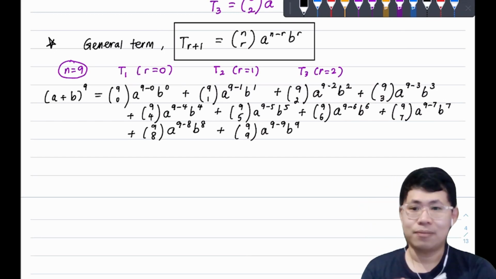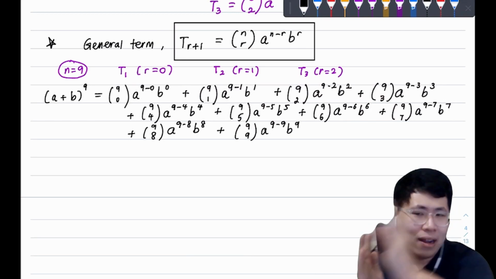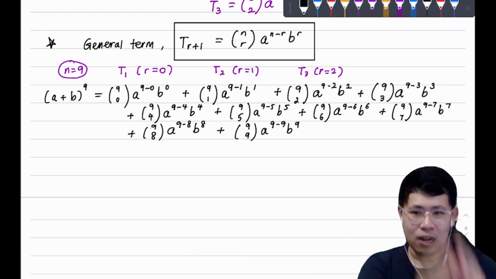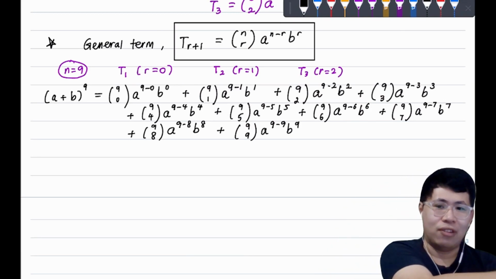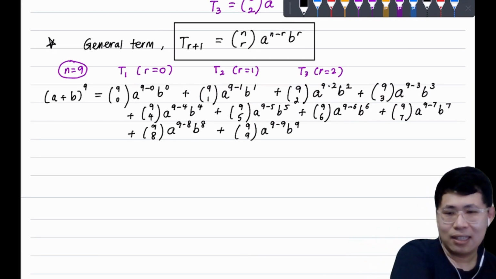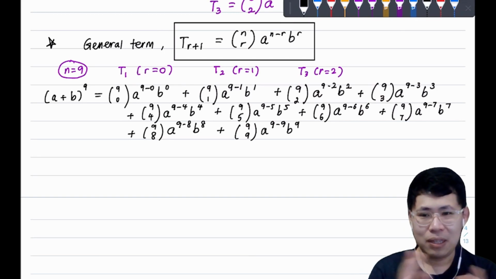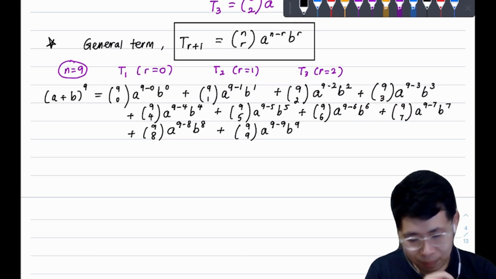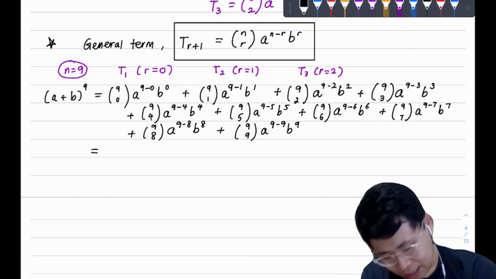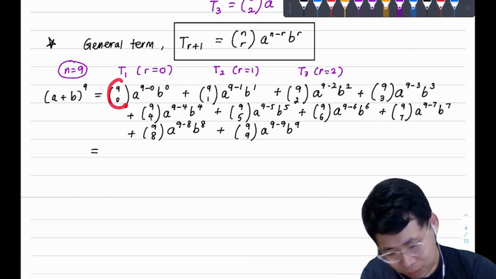Okay, so the r is the running one: r0, r1, r2, r3, r4, r5, r6, the running numbers. n will be the same, power 9. And the a and b will be what we see later. So with this in mind, let us evaluate one by one. So can press your calculator.